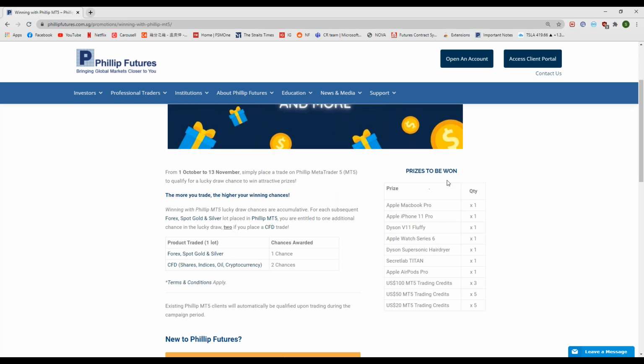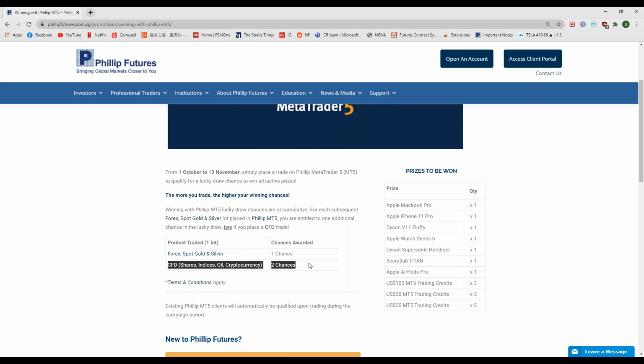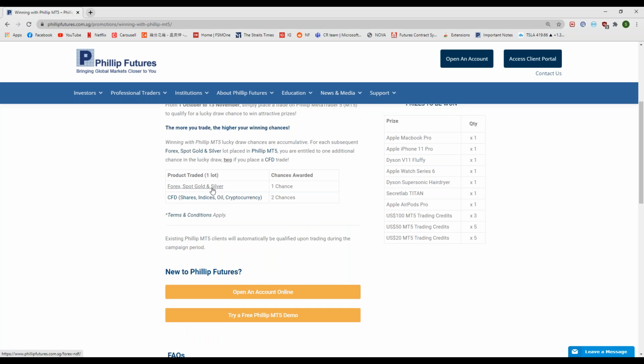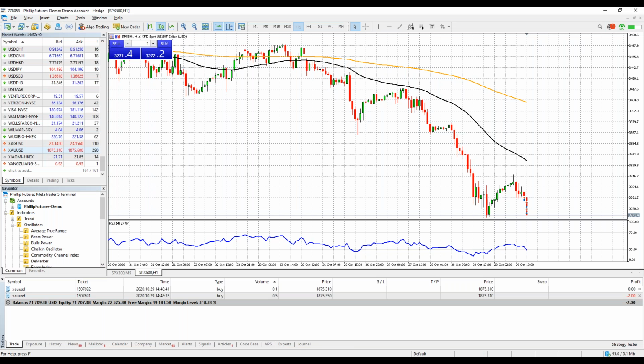To stand a chance to win these prizes, all you need to do is to trade in MT5. The products that you can trade are forex, bullion, spot gold or spot silver, or CFDs. Currently this promo is more targeted on CFD. If you are trading CFD, you get higher chances. For every lot you trade in forex or bullion, you get one chance. But for every lot you trade in CFD, be it a share CFD, an index, crude oil or crypto, you stand two chances for every lot traded. Of course, the more you trade, the higher your chances of winning the prizes.